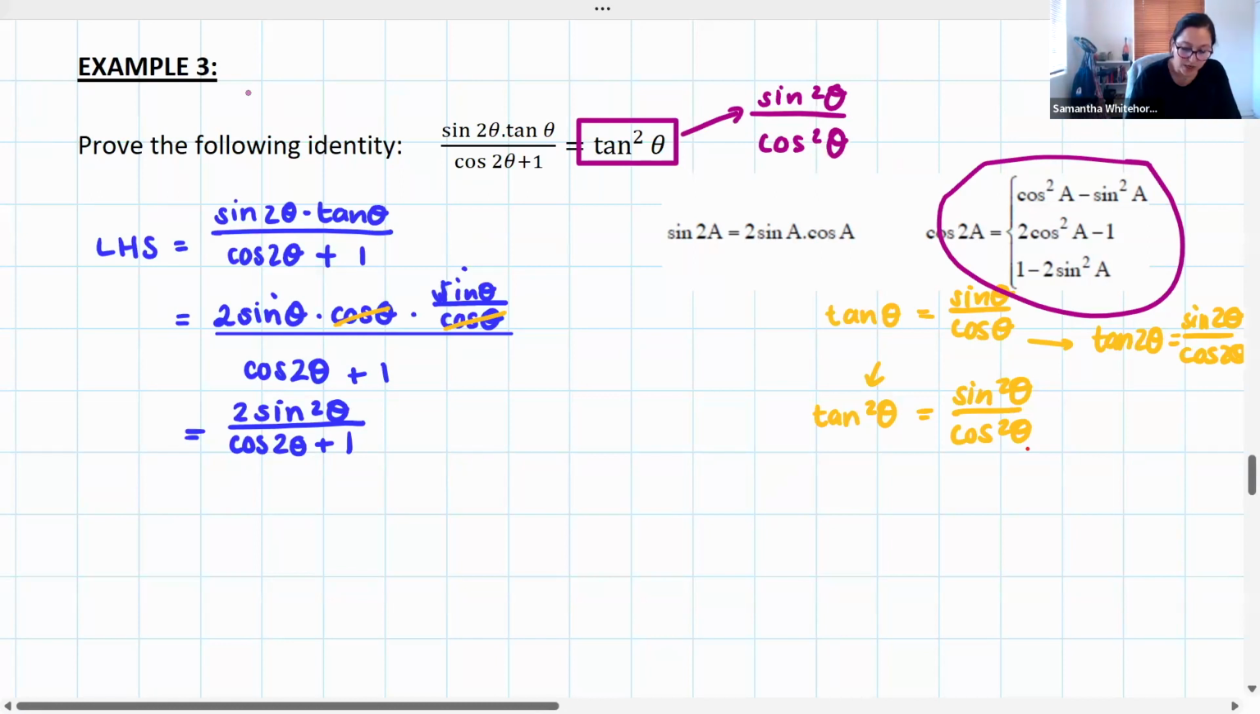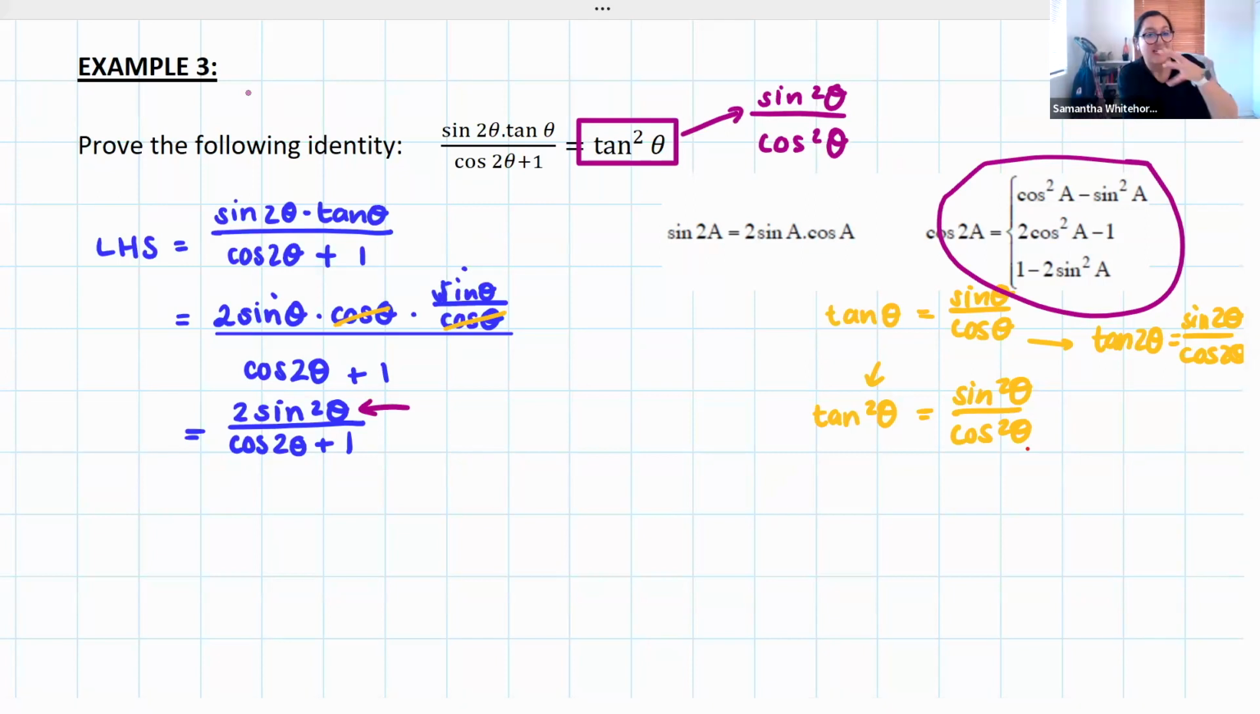If you look at what you currently have, you've got a sine squared theta in your numerator. So that would mean in order for me to eventually end up with tan squared theta, I'm going to have a cos squared in my denominator somewhere. That's the only way I can get a sine squared in my numerator and a cos squared in my denominator to become a tan squared. So I'm going to have to pick the identity that contains a cos squared. Now I've got 2 choices: cos squared minus sine squared, or 2 cos squared A minus 1.